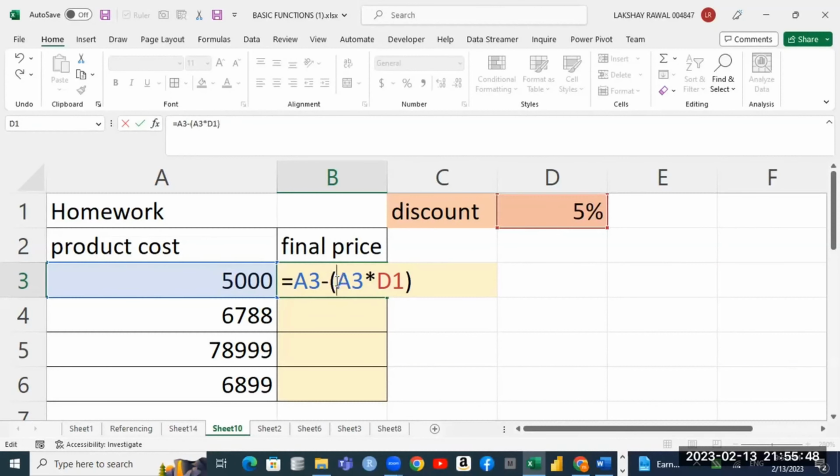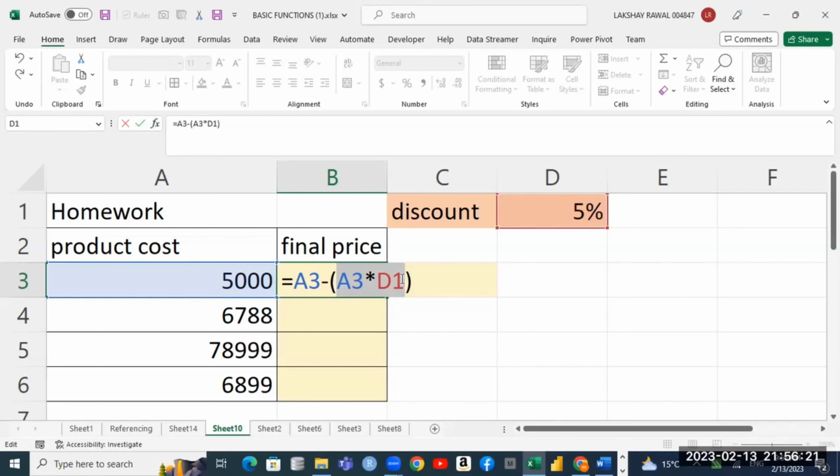How many of you agree with her? A3 into D1 minus A3. Is this formula right or not? Just tell me. No, ma'am, A3 should come at the end. Does it matter whether it is 5 multiply 6 or 6 multiply 5? No, it is the same. So what is wrong in this one?